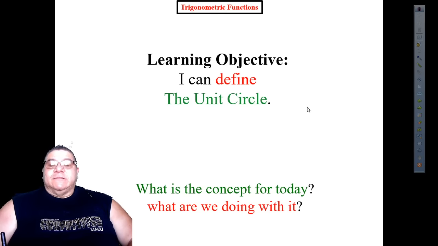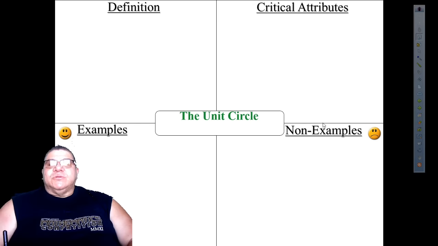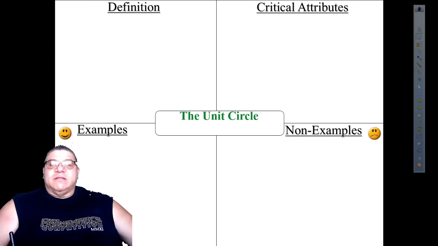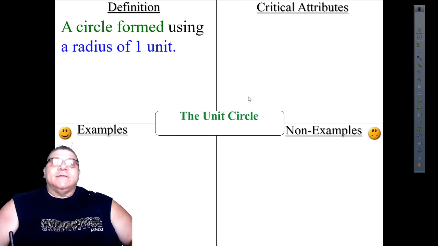And we're defining it. So what is the unit circle? You filled out your Frayer model. I'm pretty sure you can fill this out again by yourself. Let's see if you can remember, what is the unit circle? What is the definition for that? And I said the definition's within the term. What does that mean? That it's a circle that has what? Yeah, definition: a circle formed using a radius of 1 unit.